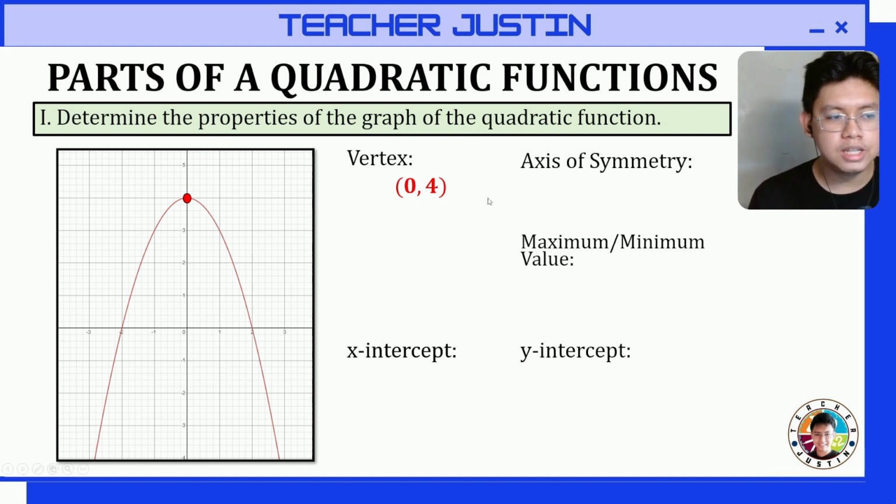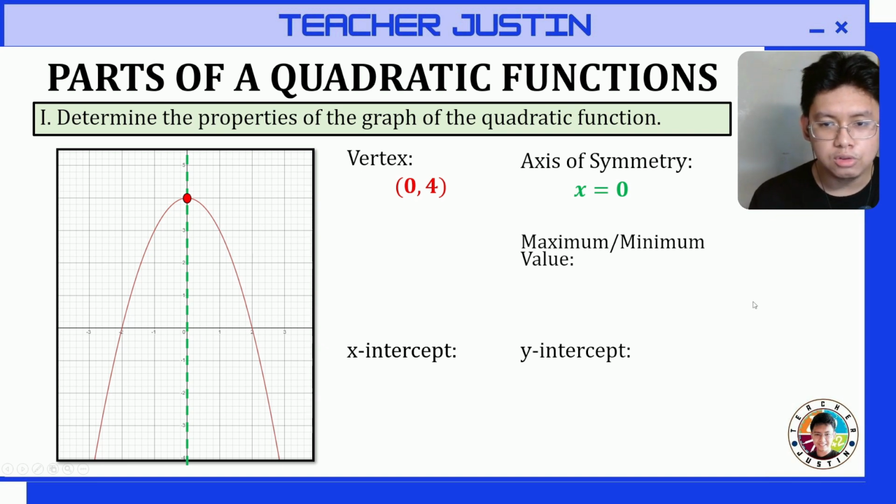Okay, now, punta naman tayo sa axis of symmetry natin. So, let's draw a vertical line passing through our vertex. So, yung axis of symmetry natin, it is an equation being x is equal to the x-coordinate of our vertex. So, the value of our axis of symmetry is x is equal to 0. So, ito yung ating axis of symmetry.